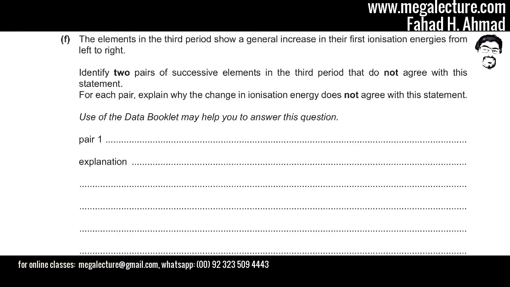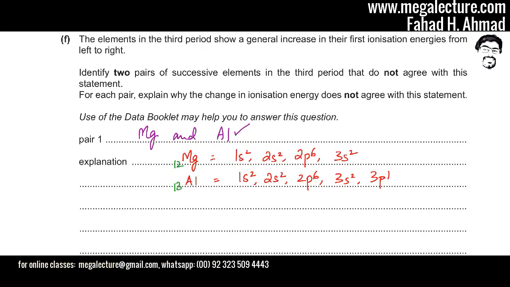And here's the question. I've opened the question again. Let's look at it. We need to identify two pairs of successive elements in the third period that do not agree with the statement. So we've identified the first pair, and that is magnesium and aluminium. And we need to explain why aluminium's ionization energy is lesser compared to magnesium's ionization energy. So I've written down the electronic configuration of both magnesium and aluminium. And as you can see that aluminium has more protons.